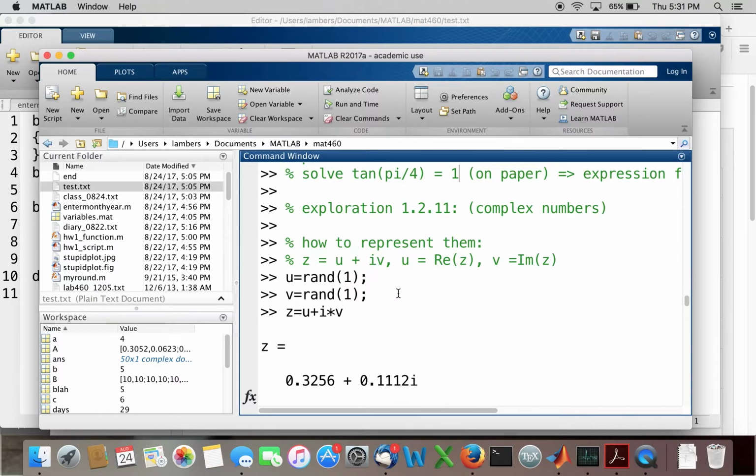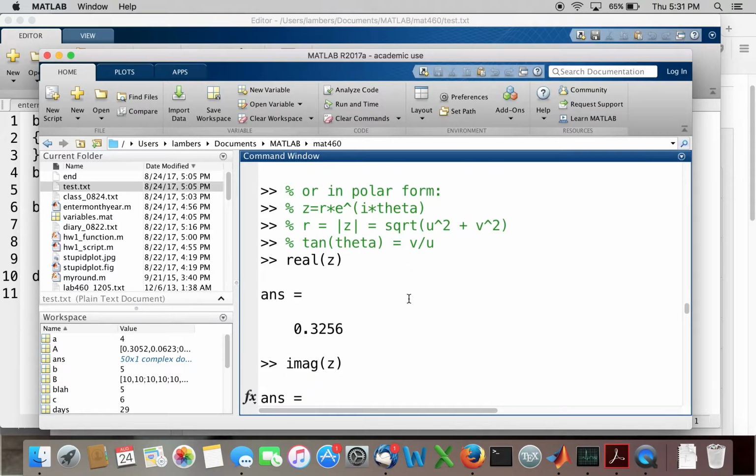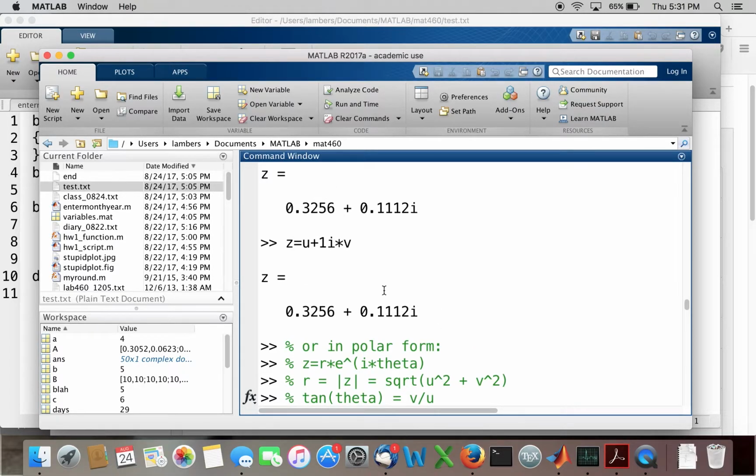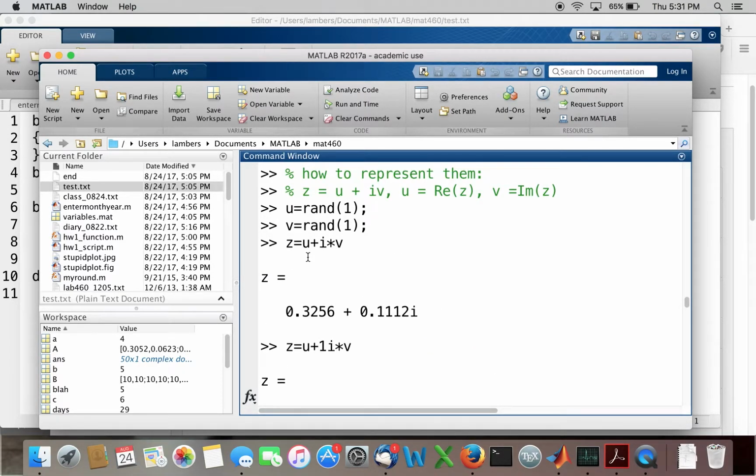The Matlab functions that are used to extract real and imaginary parts, I have down here. Real of z and imag of z give me the real and imaginary parts, which are themselves real numbers, of this complex number z, which I've formed as u plus iv. So I've created two random real numbers, formed a complex number this way.